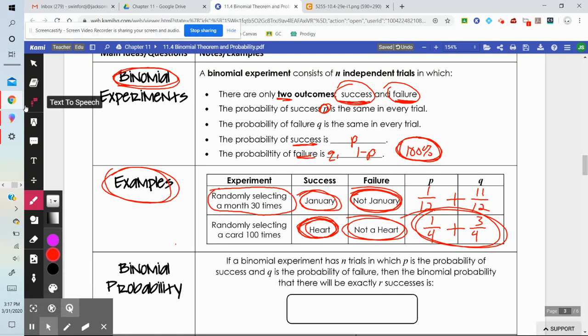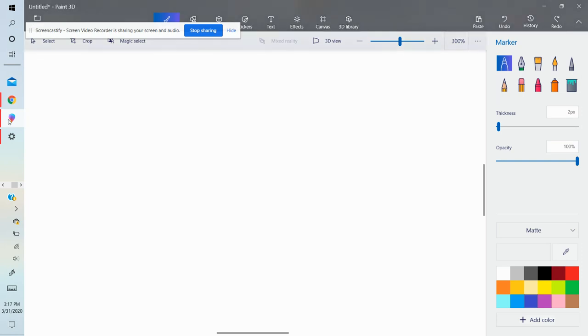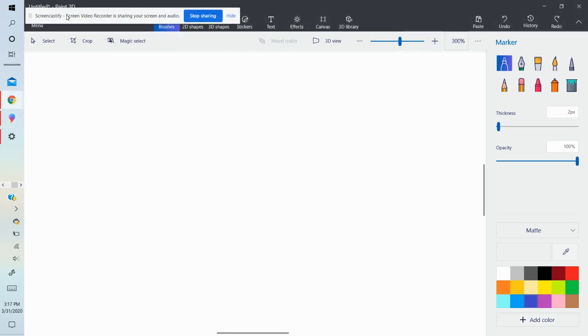So let me come over here and share with you an experiment. I want to show you why this is true before we actually go into working some of these problems. Let's say that we're going to roll a dice. Let me get on my pencil here.